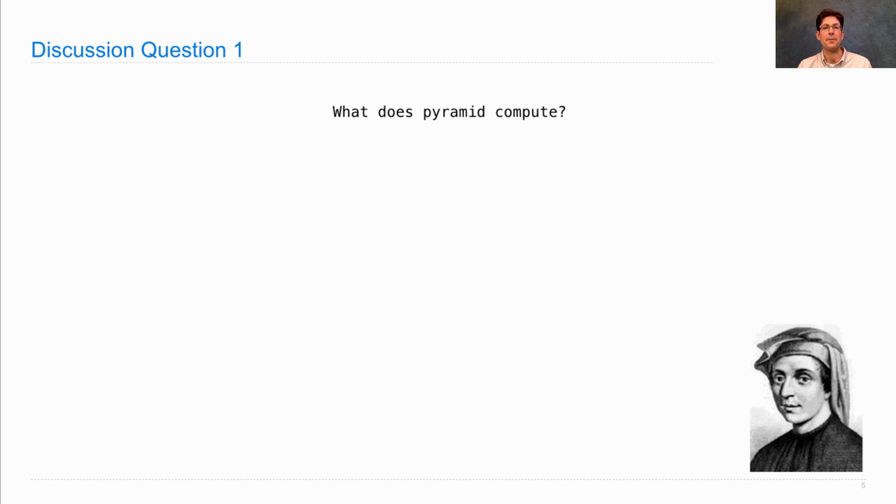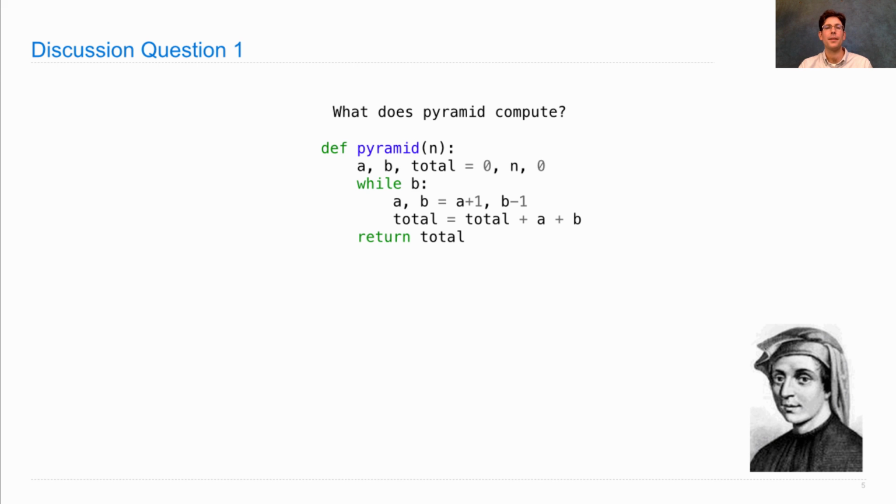Okay, so here's a discussion question for you to think about. I've defined a function pyramid, which counts its way up and down. So a starts out at 0, b starts out at n, and then while b, we rebind a and b, and we increase total in some way. Then we return total.